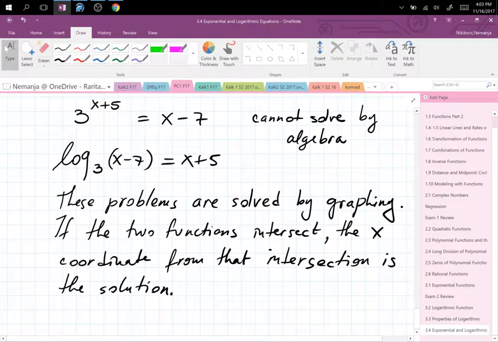So on my calculator, I'm going to go into y equals, make sure there's nothing else there, and then I will type 3 raised to the open parenthesis x plus 5 close parenthesis, and then I'm going to go to the next function, to y2, and type x minus 7. And then hit graph.